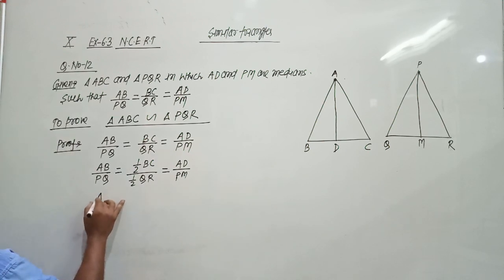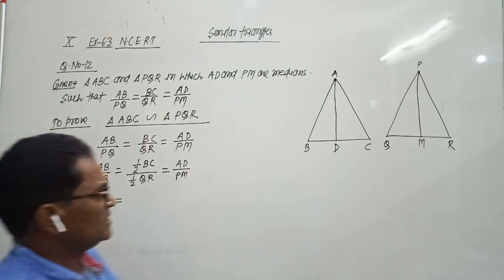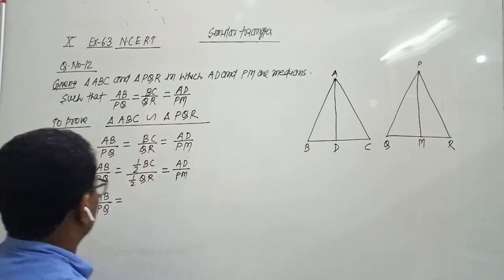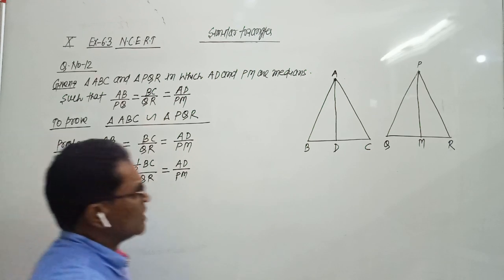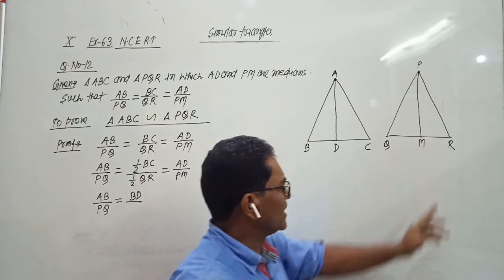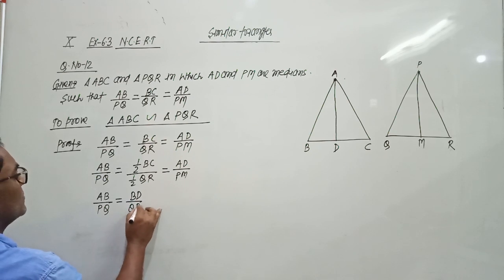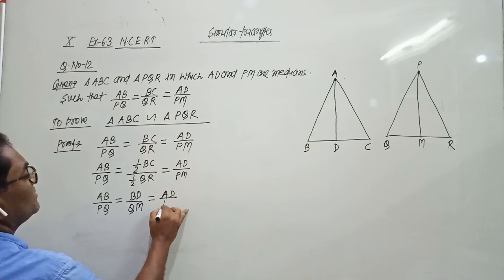So AB upon PQ equals half of BC. Half of BC is written as BD and half of QR, half of QR is written as QM. So BD upon QM equals AD upon PM.